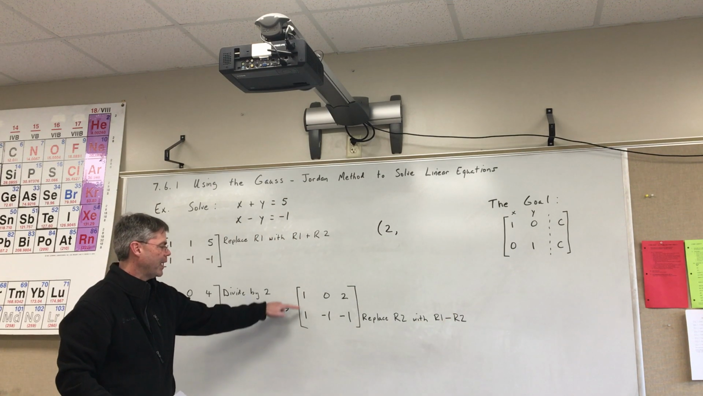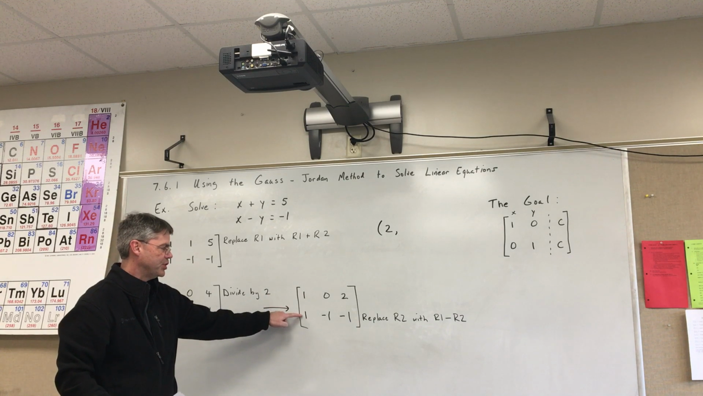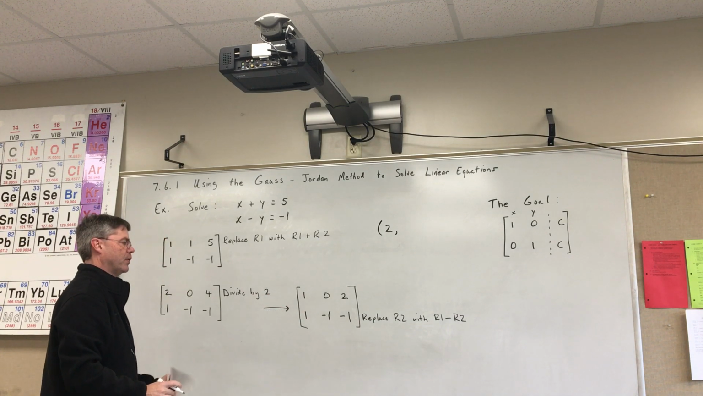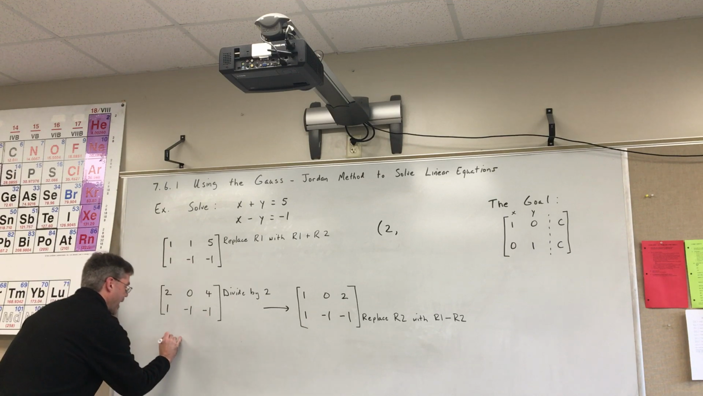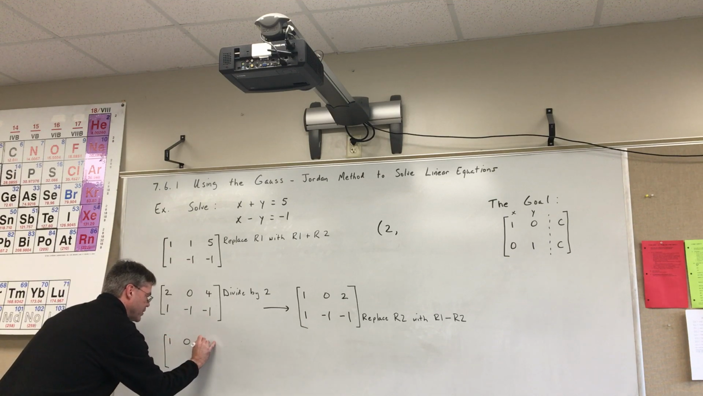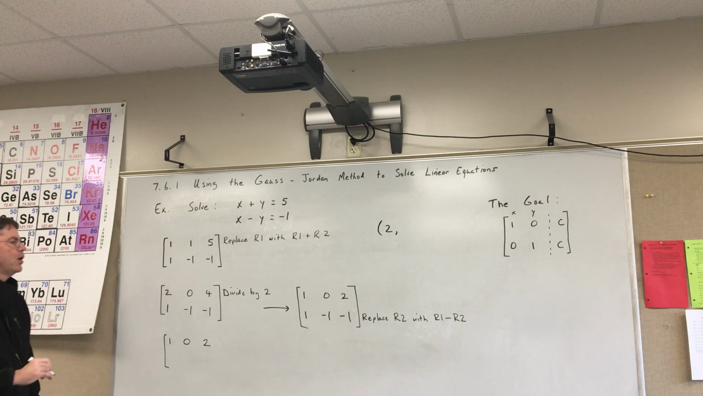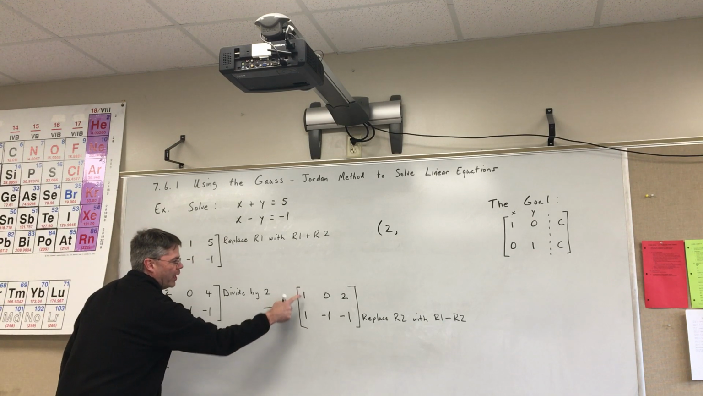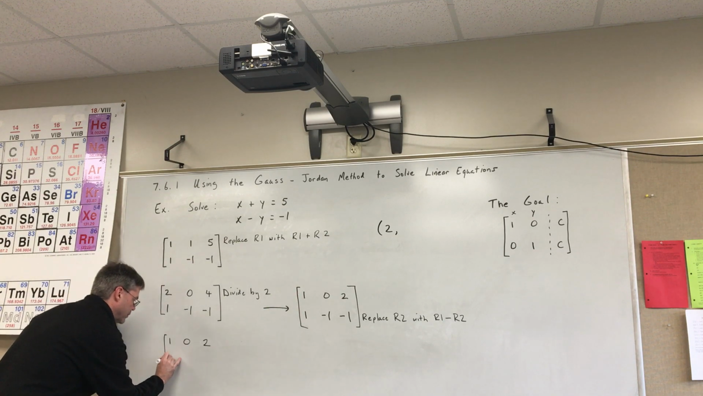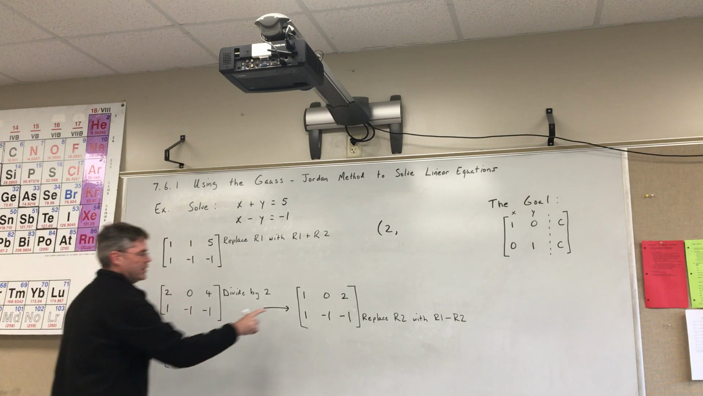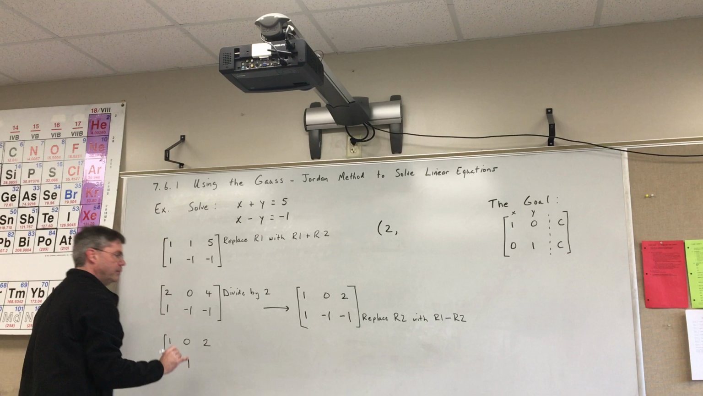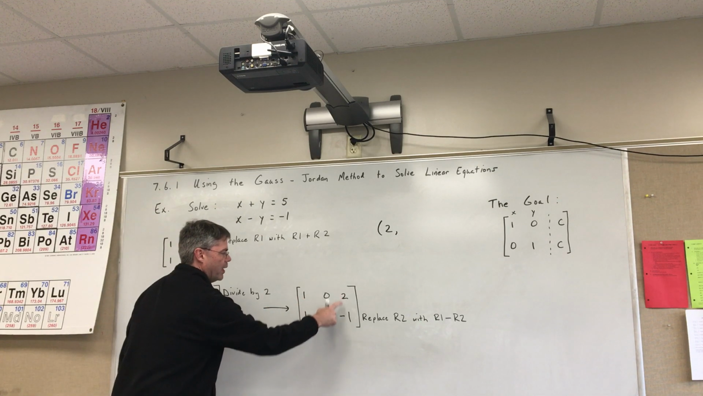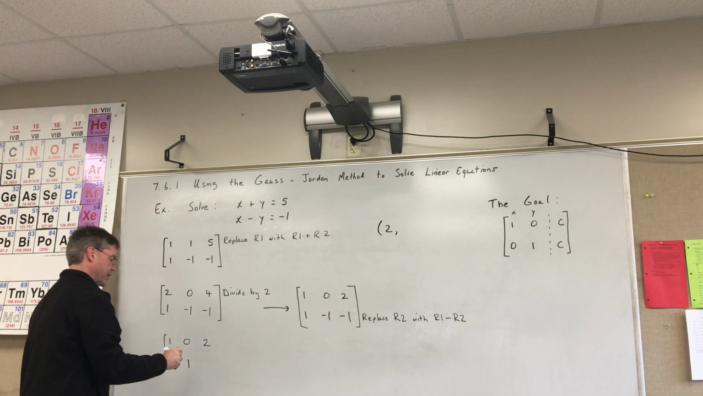Okay, because 1 minus 1 would give me my 0 here. Right, so when I do that, I'm just going to recopy that first row, 1, 0, 2. And now the second row: 1 minus 1 is 0, 0 minus negative 1 is 1, and 2 minus negative 1 is 3.